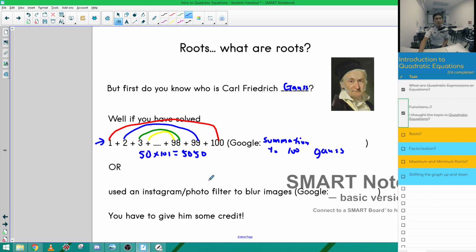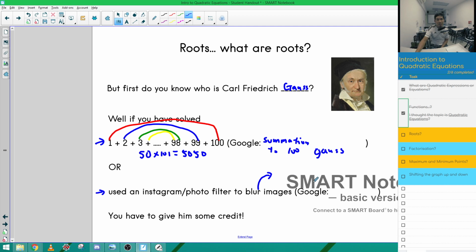Yeah, you can read about that. Okay. Another thing that he's responsible for that we use: if you ever use Instagram or a photo filter to blur images, for example, you take a photo of yourself and you want to blur the background so that it gives a very professional look, you have to thank Gauss because he is the one who invented the mathematics behind that, right?